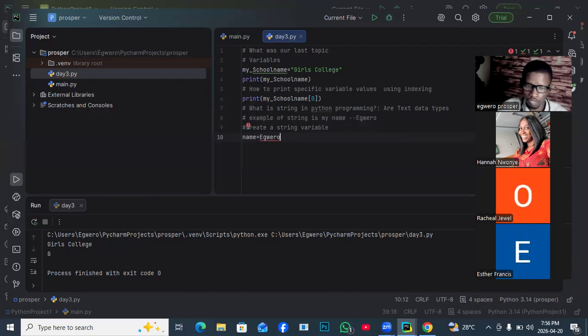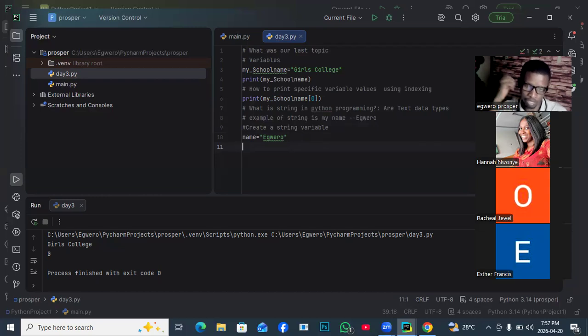You store it in the quotation mark. Good. All right, what we are learning: you start by adding a quotation. Yes, that is what I've done now. Okay, so this is a string variable.